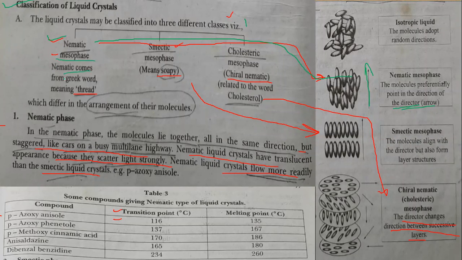Nematic comes from the Greek word meaning thread-like. So in the nematic phase, the molecules lie together in the same direction, but staggered, like cars on a busy multi-lane highway. Nematic liquid crystals have a translucent appearance because they scatter light strongly, and they flow more readily than the smectic liquid.